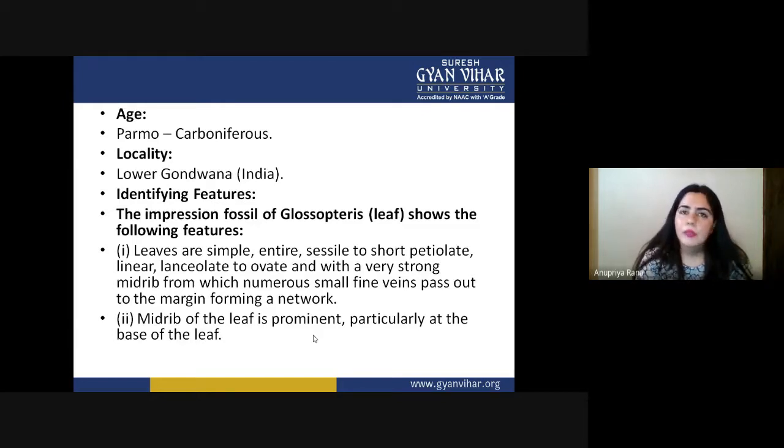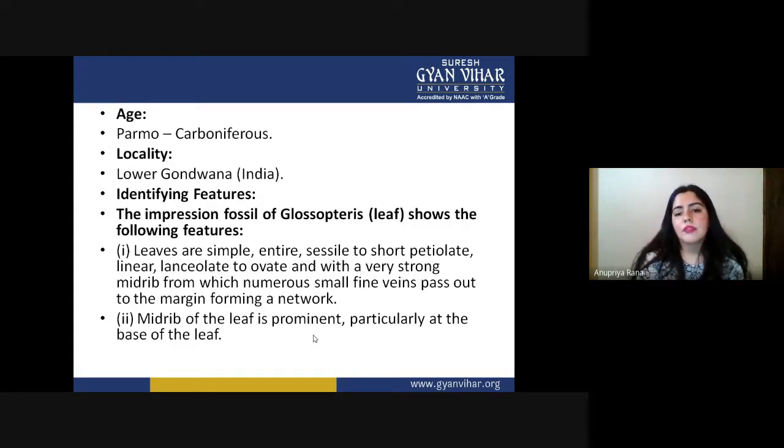So the leaves are simple, entire, sessile to short petiolate, and linear, lanceolate to ovate, with a very strong midrib from which numerous small fine veins pass out to the margin, forming a network. We will go through each term one by one. Simple means they do not have any complexity, like additional features; they are just as a leaf should be. Entire: the portion is totally entire. Everything that should be inside a leaf is present there.